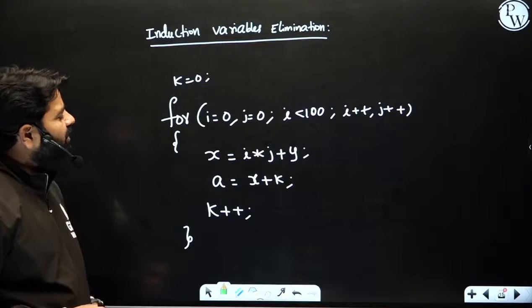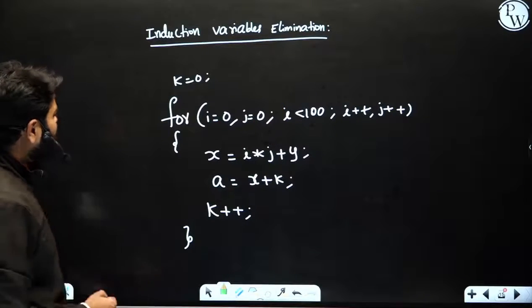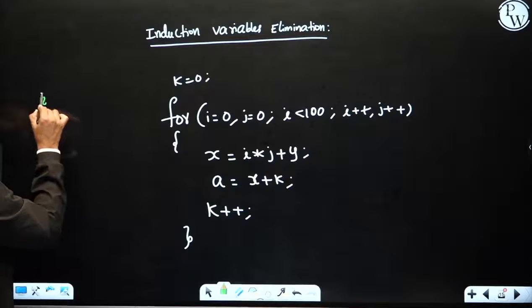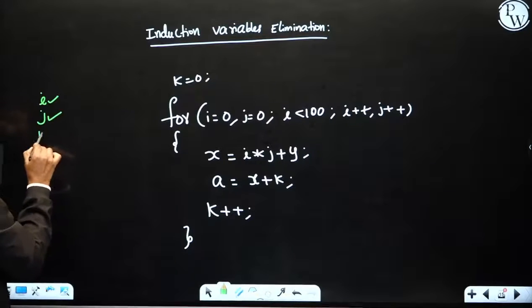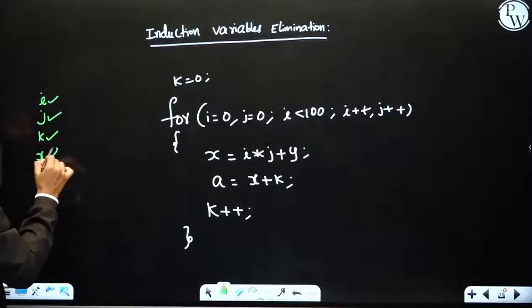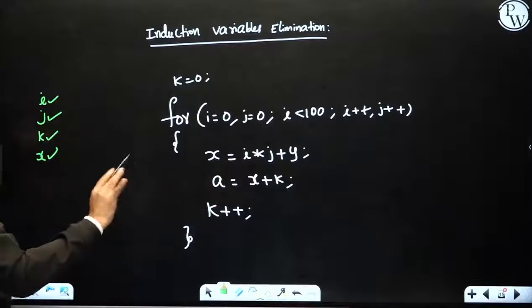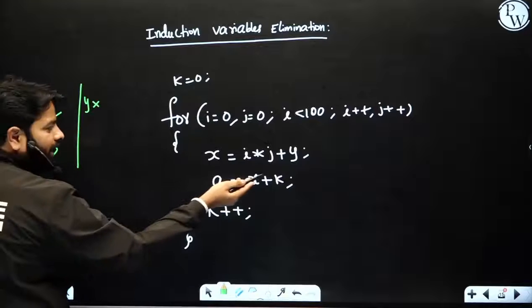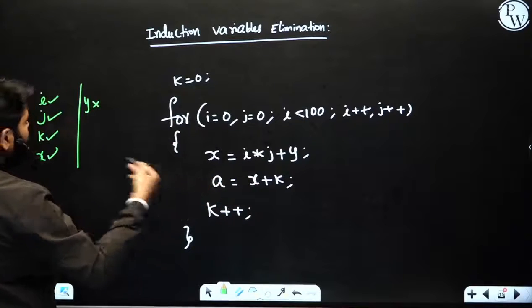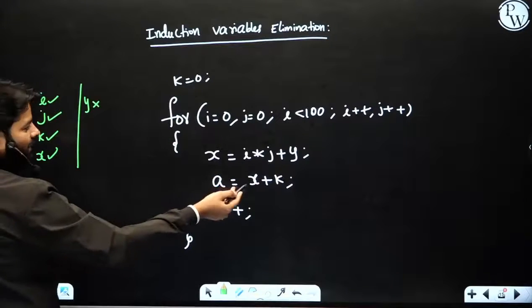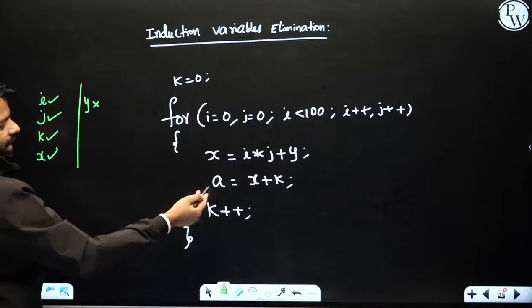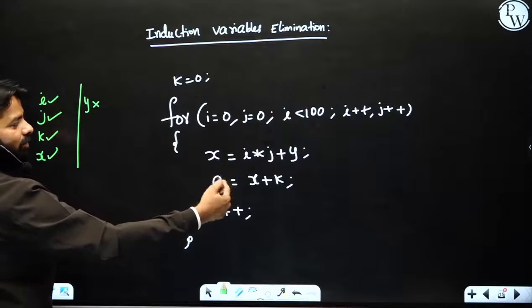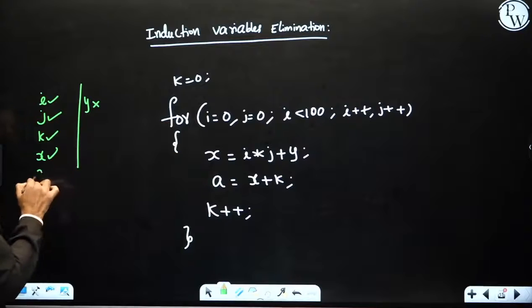Which variables are changing frequently? Here you can see what variables are changing. i is changing, j is changing, k is changing, x is changing because it depends on i and j. y is not changing, so it's not an induction variable. And k is changing, I told that, right? x is changing, and a, every time you are updating the value of a, that means a also somehow is changing.